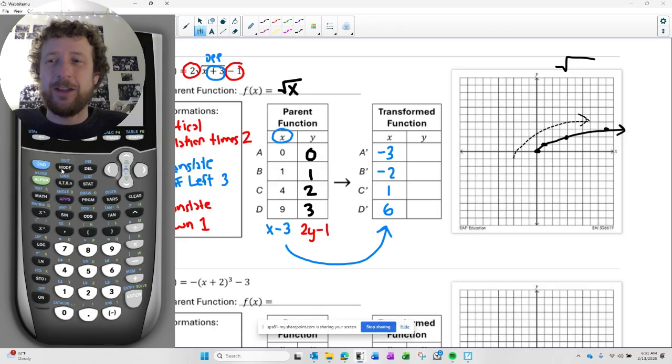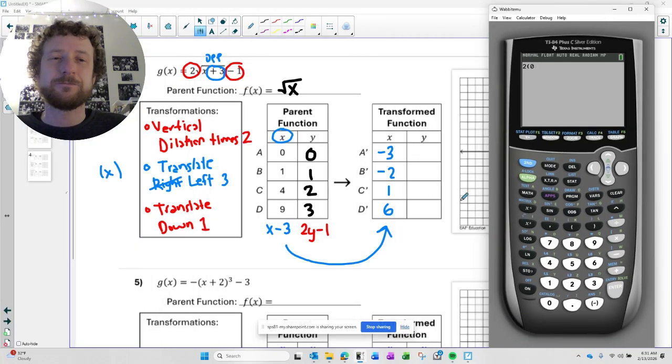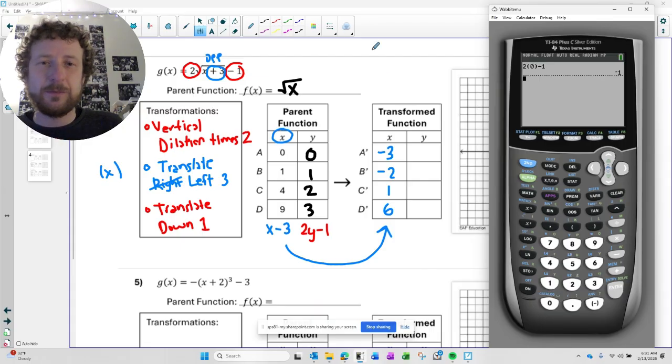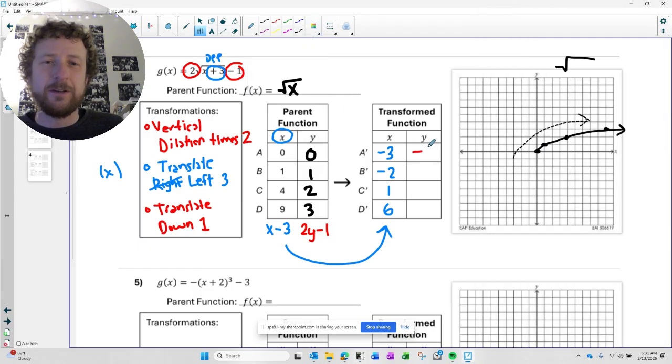I'll show you on the calculator how I would do it. I'd say 2y, and I'm going to do my first point right now, so 2 times 0. My head is right on the calculator. That's really helpful. 2 times 0 minus 1, and I get negative 1. So my first coordinate is negative 1.